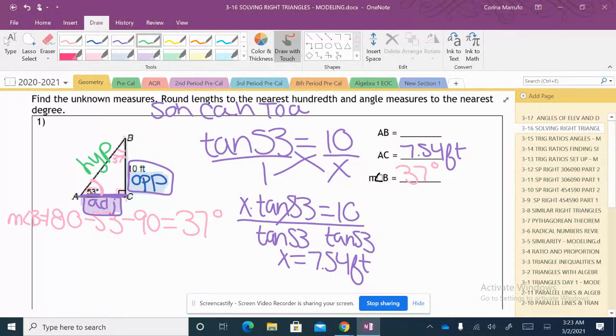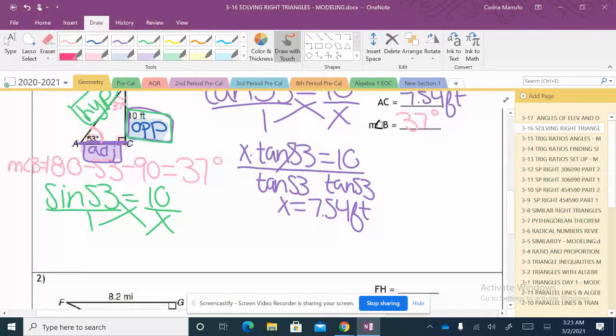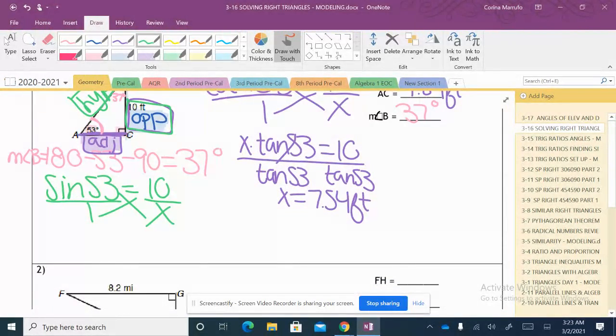They gave us the opposite side, which is 10, and they want us to find the hypotenuse. We don't know what it is. So O and H is going to be our sine function, and we're still going based off of angle A. So sine of 53 equals our opposite, which is 10, over our hypotenuse. We don't know it, so we're going to call it x. We're going to put this over 1 and cross multiply.